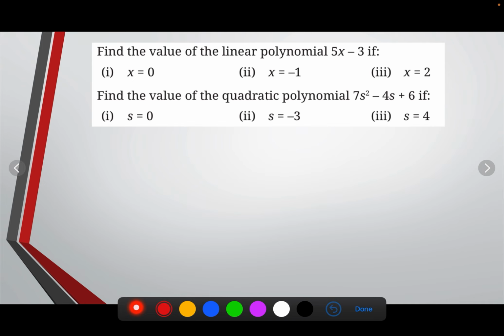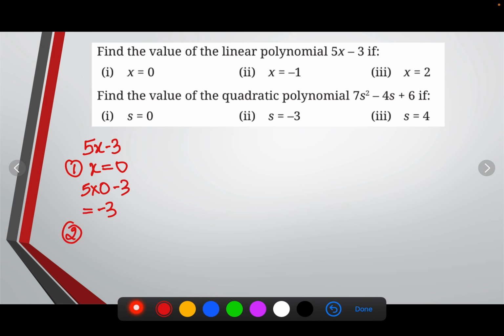Find the value of the polynomial 5x minus 3 if x is equal to 0. So this question is very basic. In part 1 it says x is equal to 0. So if I put x equal to 0, minus 3, my answer will be minus 3.